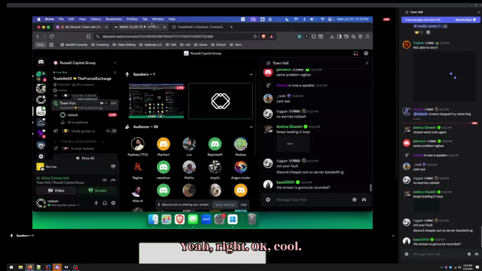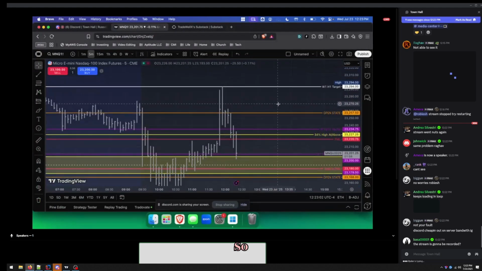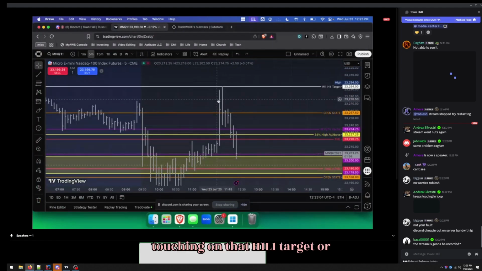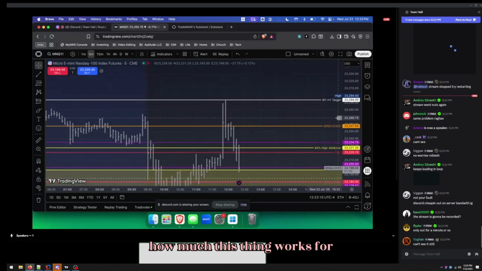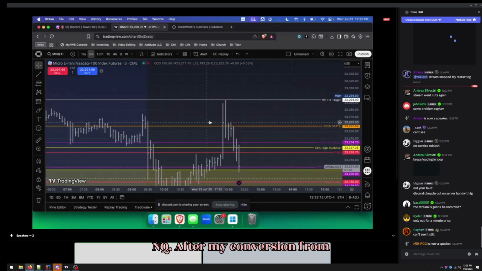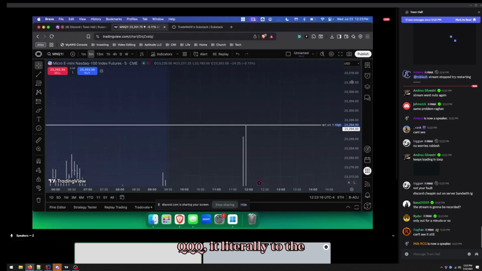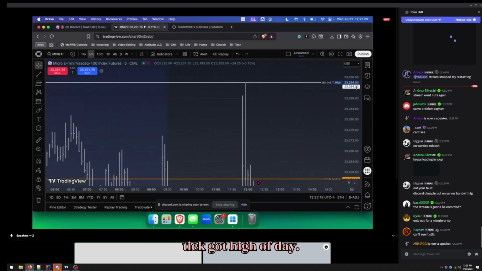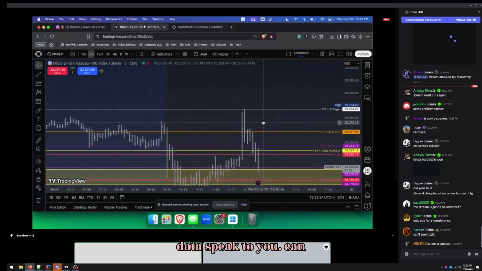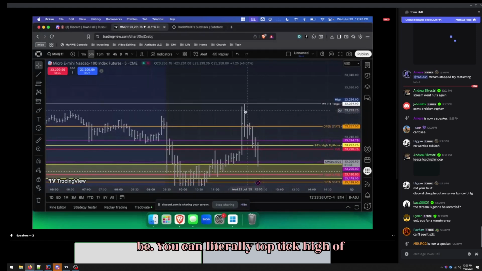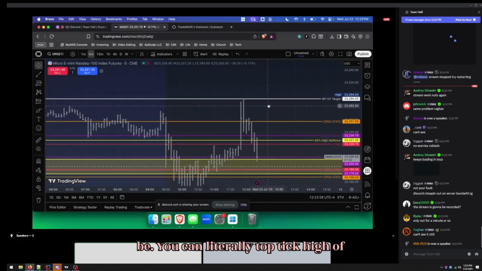Yeah, right. Okay, cool. So touching on that H1, L1 target, or the next H, next L target, look how much this thing works. For NQ, after my conversion from QQQ, it literally got high of day to the tick. That's how powerful letting the fractal data speak to you can be. You could literally top tick high of day.